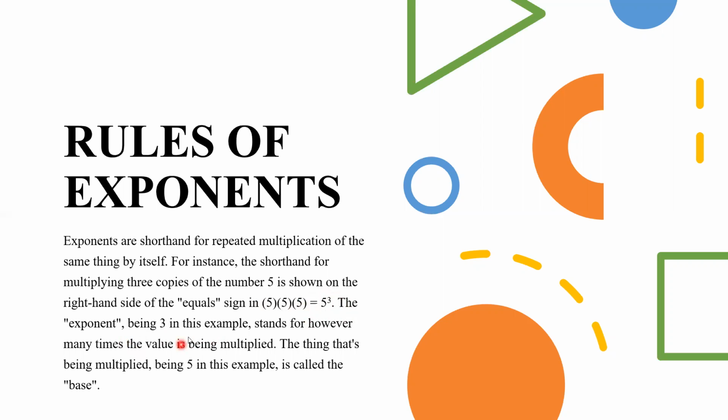Being 3, the exponent in this example stands for however many times the value is being multiplied. The thing that's being multiplied, being 5 in this example, is called the base. I'm going to speak about this later on also, but now 5 is the base and 3 is the exponent. Okay.